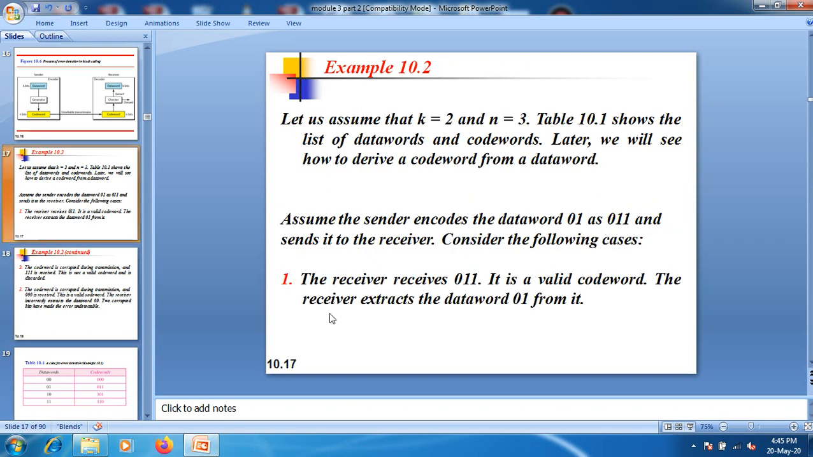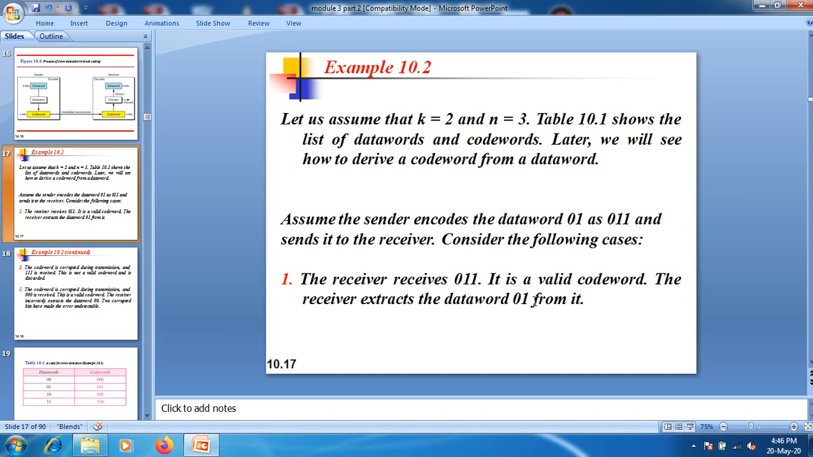Okay, in this first case, the receiver receives 011. It is a valid code word. The receiver extracts the data word 01 from it. Listen here: the sender adds the redundant bits, whereas the destination removes those redundant bits. When it comes to redundancy, these redundant bits help the receiver to detect as well as to correct the errors here. The sender adds the redundant bits, the receiver removes them.